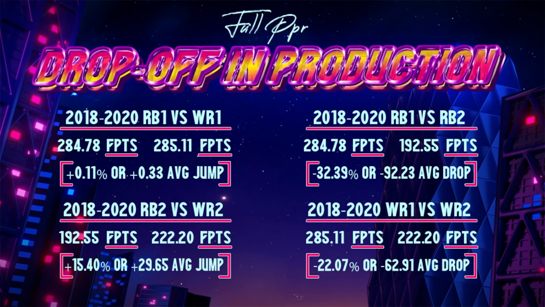In a full PPR, it's a completely different landscape in the idea that you can wait for running back, invest heavily in wide receiver, and be paid dividends on that. Talking about the difference between wide receiver 1s and wide receiver 2s, it's only a 62.91 point drop on average and a 22.07% drop off. To be honest, that's not that bad considering the comparison between RB2s and wide receiver 2s is as significant, nearly 30 points.